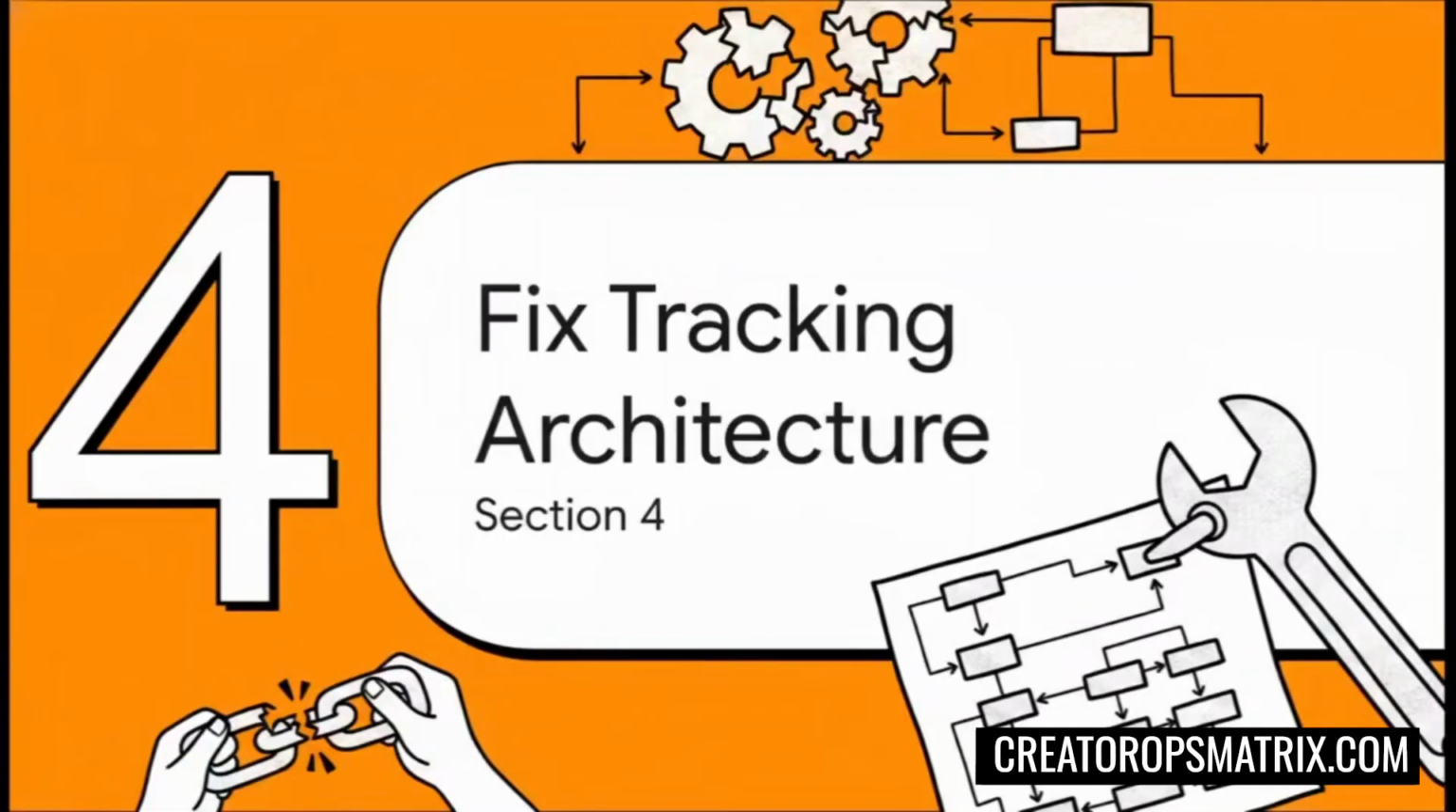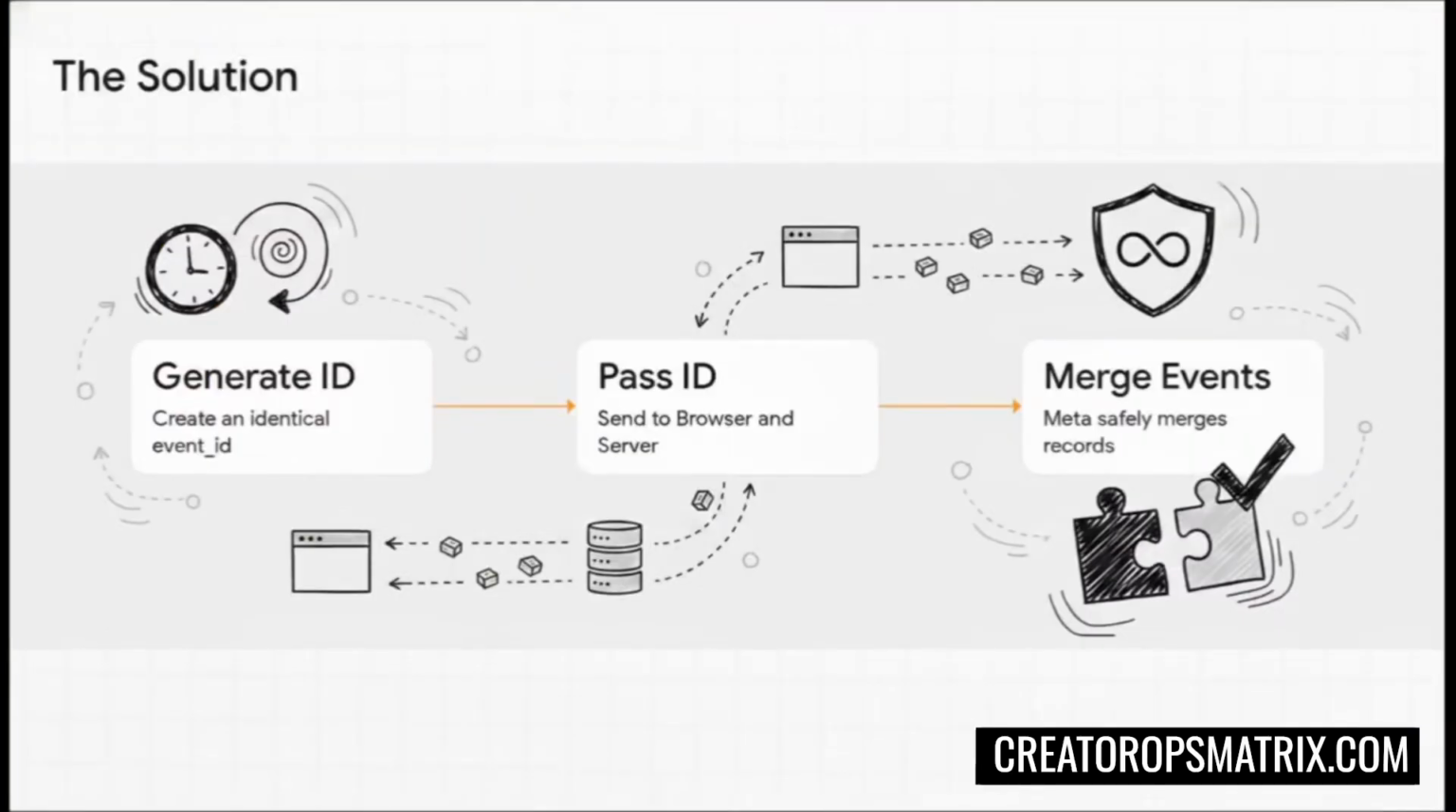Let's fix this. Part 4, fixing your tracking architecture. Conceptually, fixing your broken tracking machine requires total synchronization across both of your tracking paths. It really boils down to these 3 steps. Step 1, you absolutely must generate an identical event_ID at the exact moment of conversion.